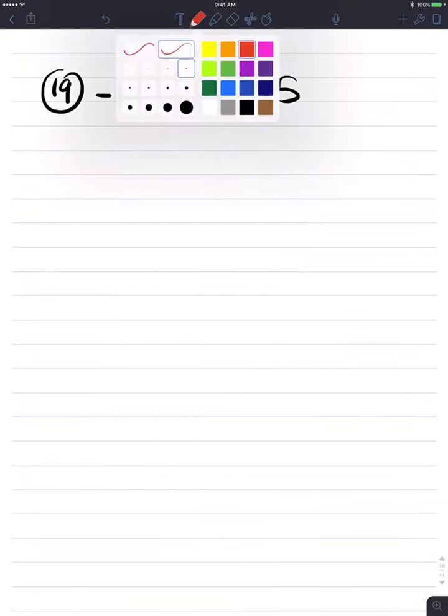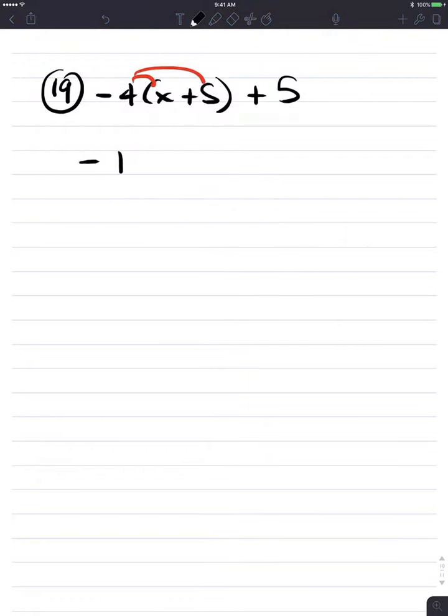Number 19, negative 4 times x plus 5. Don't forget to add 5. We're going to have to remove these parentheses. Negative 4 times x is negative 4x. Negative 4 times a positive 5 is negative 20.